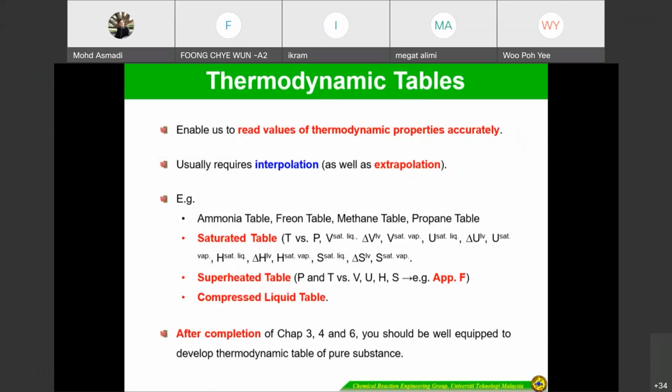So after you complete this chapter 3 and also 4, you have the fundamentals for pure substances, whether in liquid or vapor or in the two-phase system, vapor and liquid. For the next topic, we will deal with two components, binary, in vapor and also in liquid or two-phase. This is going to be more complicated.